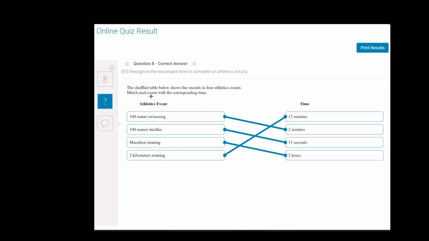The shuffle table below shows the records in 4 athletic events. Match each event with the corresponding time. 100 meters swimming, 12 minutes, no. 2 minutes, yes. 100-meter hurdles, 12 minutes, no. 13 seconds, yes. Marathon running, 12 minutes, no. 2 hours, yes. 2 kilometers running, 12 minutes.